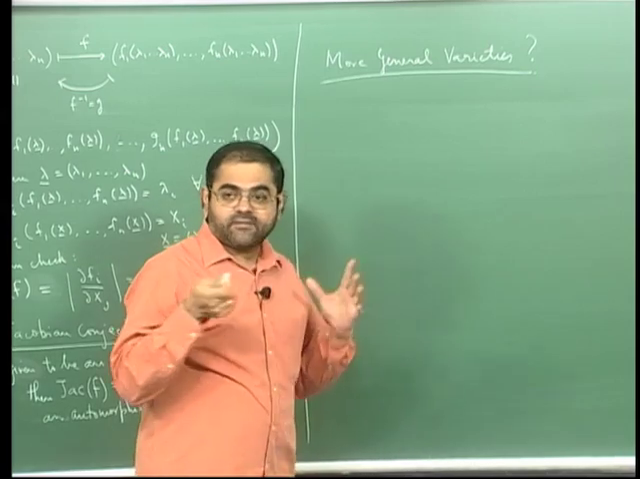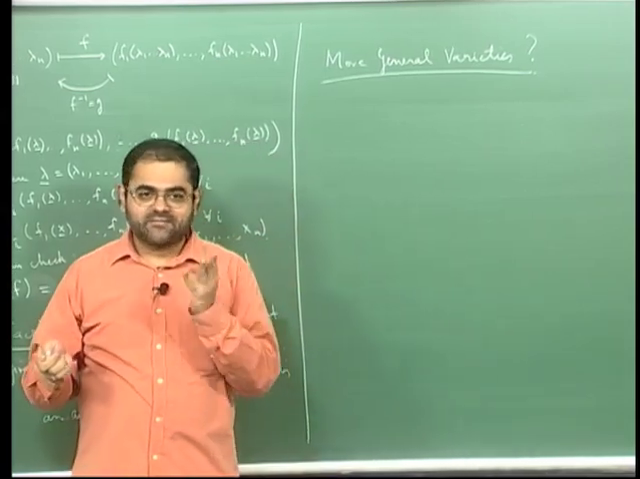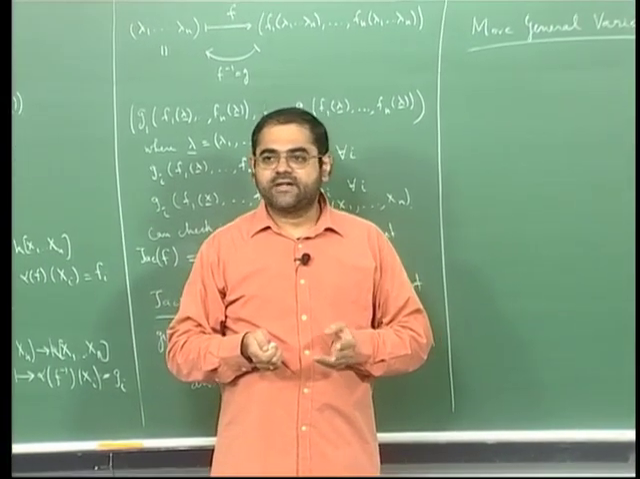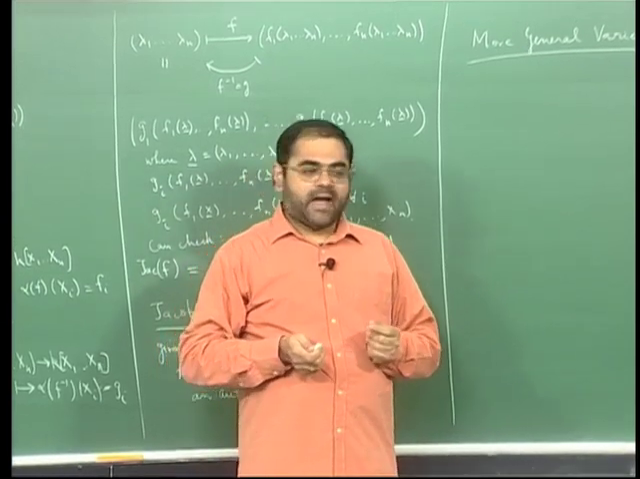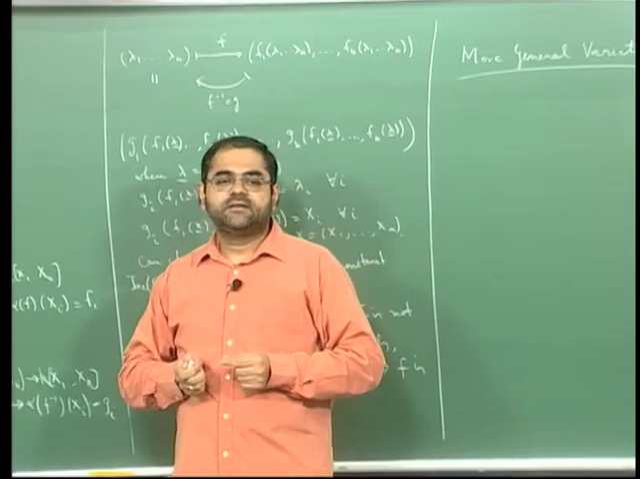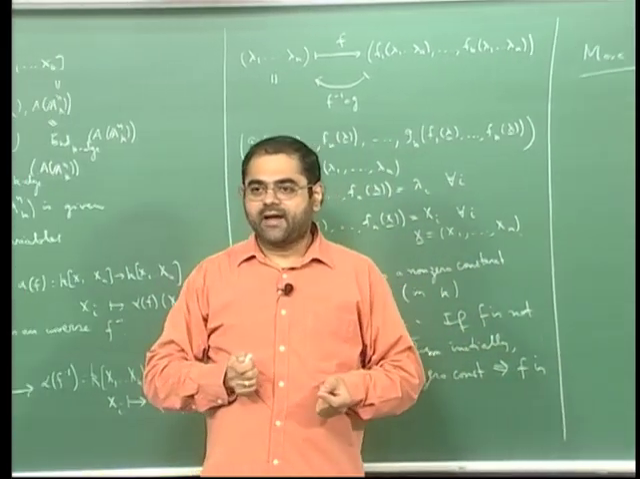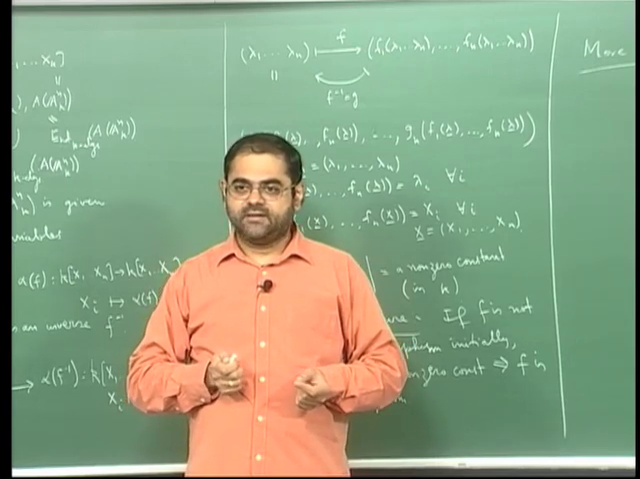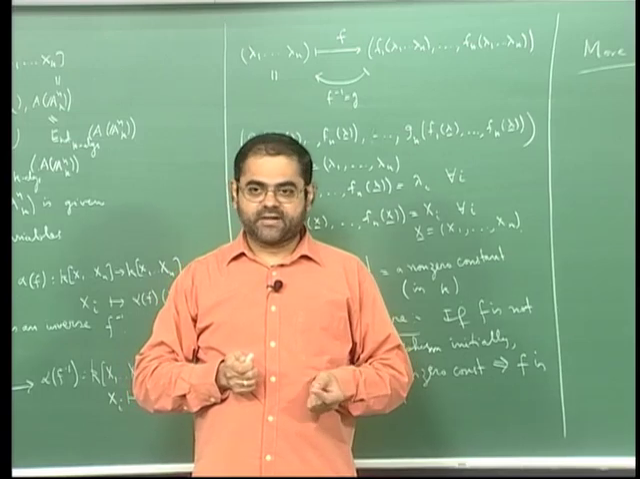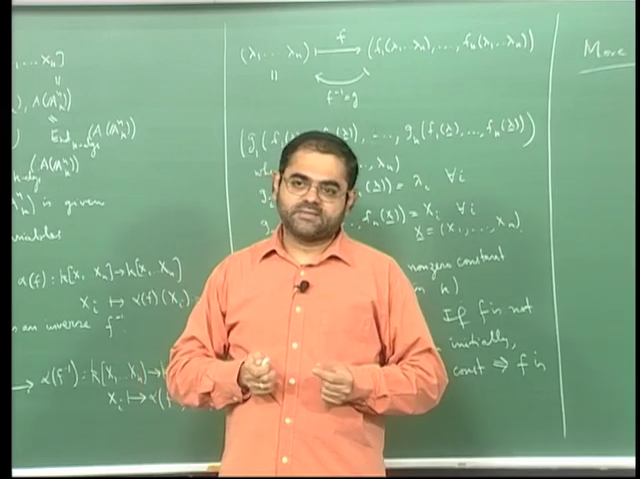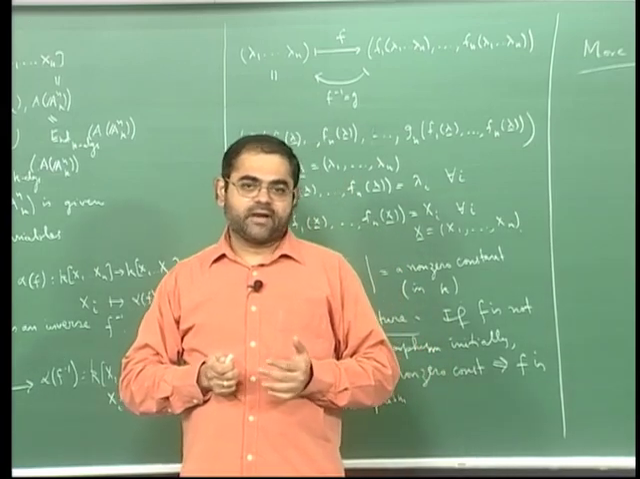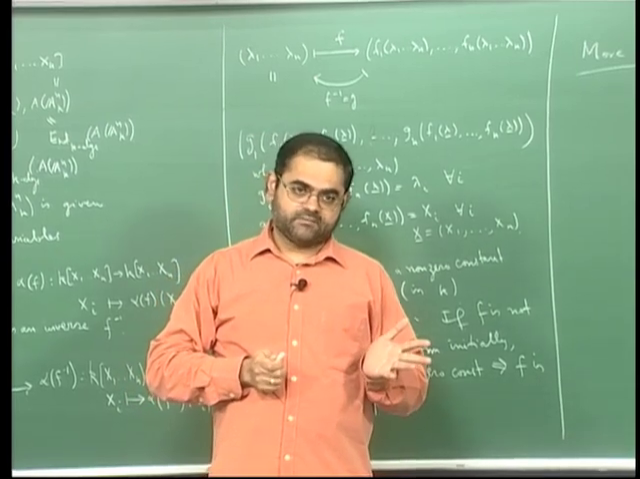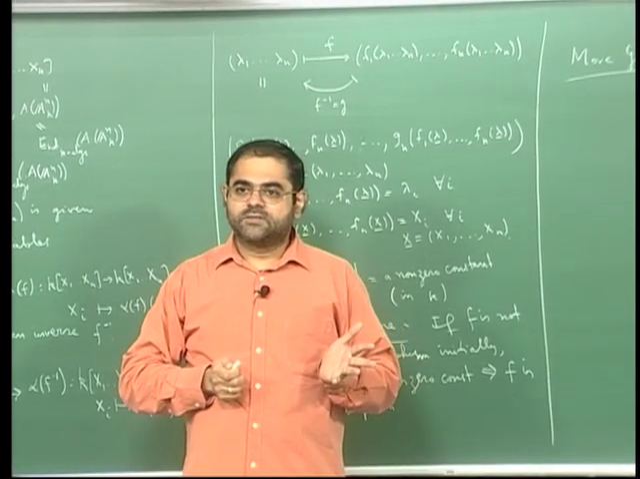What are the varieties that we know so far? We know affine varieties and we know quasi-affine varieties. Quasi-affine varieties are open subsets of affine varieties, and you know that there are quasi-affine varieties which are actually affine. For example, basic open subsets are all quasi-affine varieties, but they are actually isomorphic to affine varieties in an affine space of one higher dimension, because of the so-called Rabinowitsch trick.